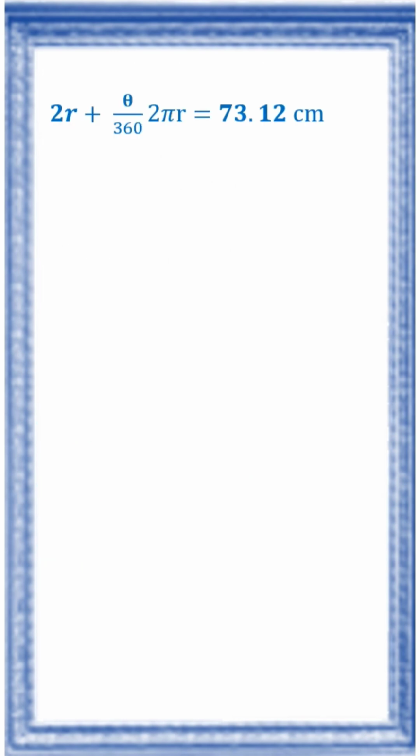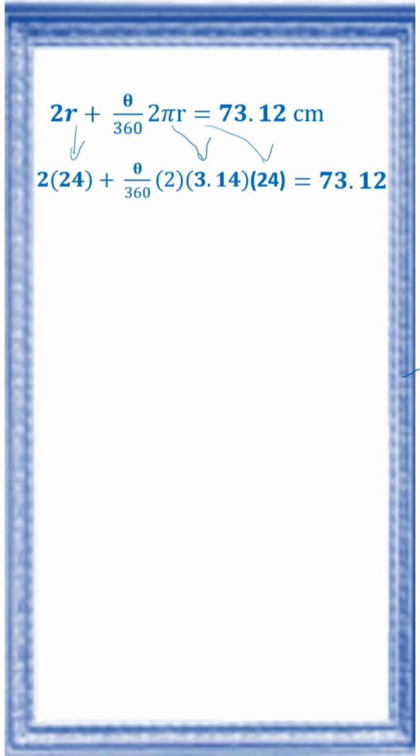We know that 2r plus theta by 360 into 2 pi r is equal to 73.12 centimeter. So here substitute the values. Radius is 24. 2 into pi, we have to take it as 3.14. Radius is 24, is equal to 73.12. Now what will you do? Multiply these two. You can take out this one, but it may become difficult, so I am following this step. 2 into 24 is 48. Theta by 360 into 2 into 3.14 into 24.